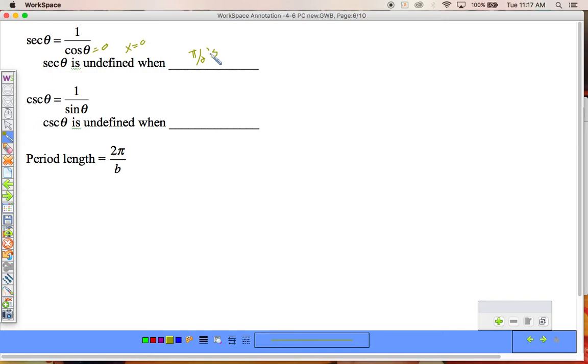Cosecant of theta equals 1 over the sine of theta. So the cosecant is undefined when the sine of theta equals 0, which means my y's are 0, which we said are 0 and pi's. So when I'm taking the cosecant of a 0 or a pi, it's undefined. When I take the secant of any pi over 2, it's going to be undefined. All right, and for secant and cosecant, we're going to go back to 2 pi over b.